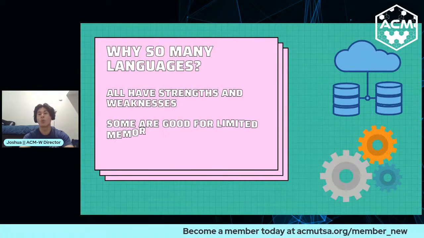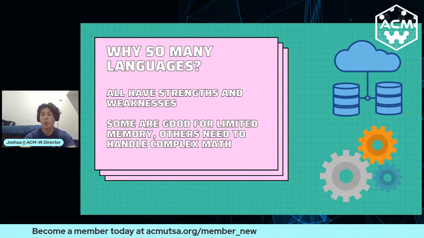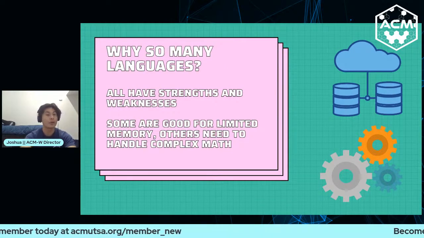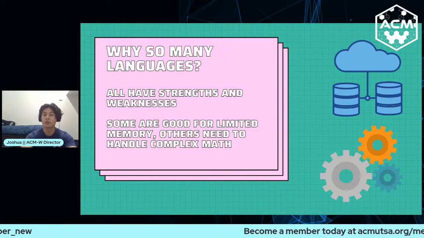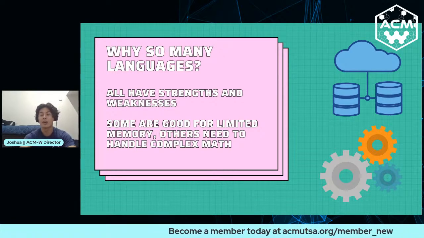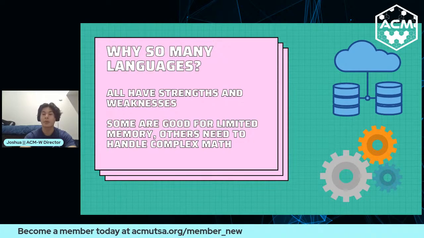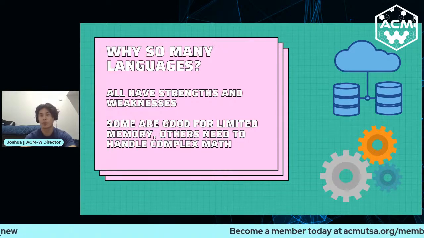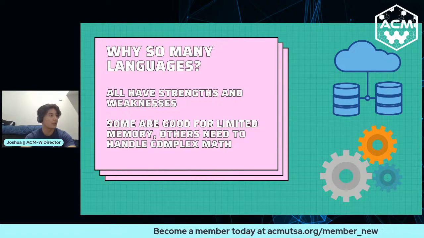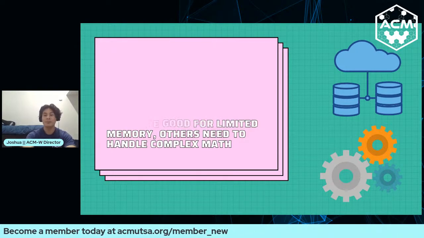Now, you may be wondering, what's the point of having so many different languages, especially if they all do the same thing? Why not just have one programming language and we all use it? Well, the main reason why we have so many languages is that each comes with its own set of strengths and weaknesses. Some are ideal for programming small devices with limited memory, whereas others were made to handle complex mathematical computations. Regardless of the language you choose, ultimately that language has to be broken down into the only one that computers can understand, which is machine code, or machine language.